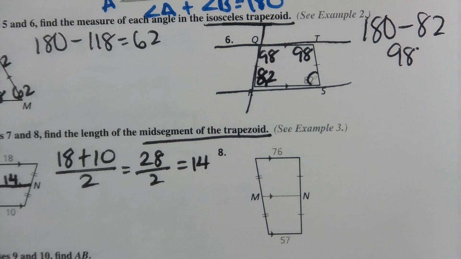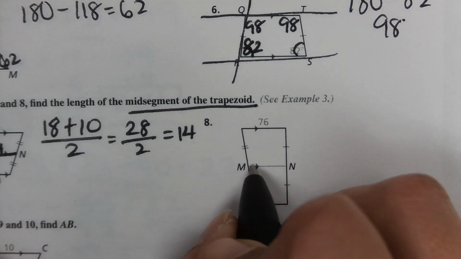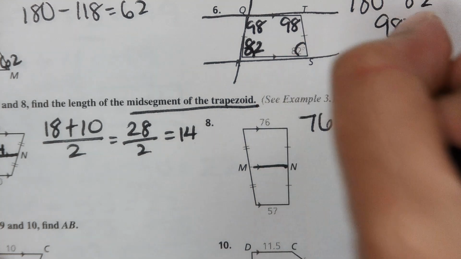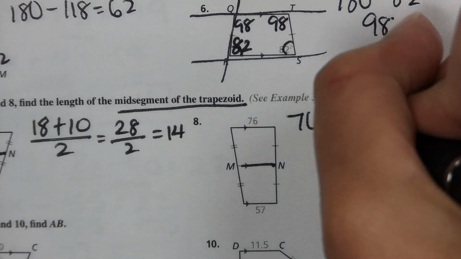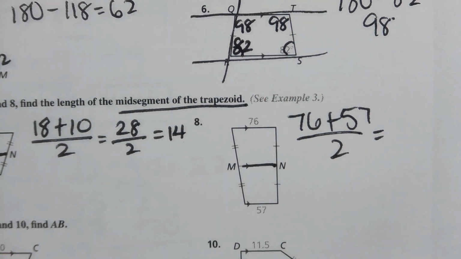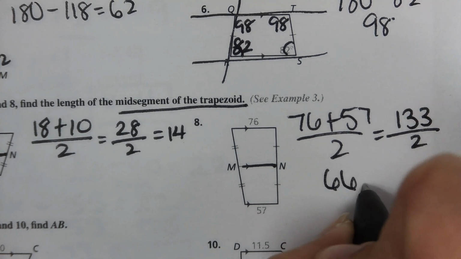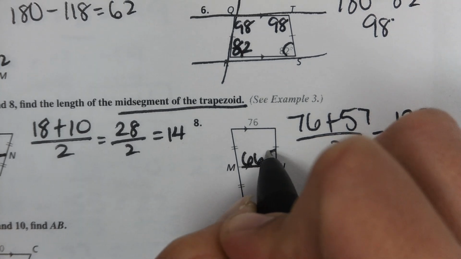And then number 8, we have to find the average of these two numbers to find the length of the midsegment. So 76 plus 57 divided by 2. This comes out to 133 divided by 2, which is 66.5. So that's the length of this segment.